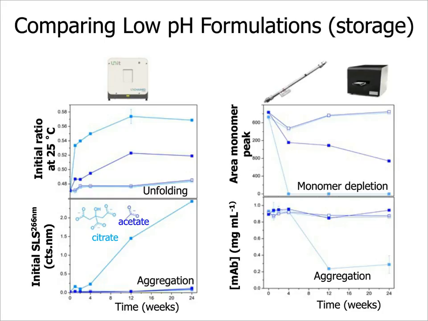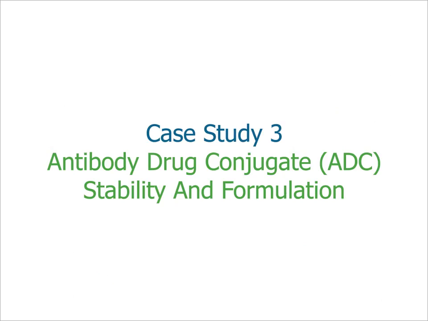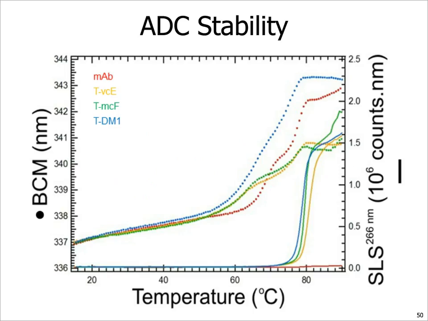Moving on to the third case study. We're going to look at antibody-drug conjugates. We're going to characterize their stability and their formulation. So antibody-drug conjugates are significantly more complicated than monoclonal antibodies. For a start, they have a very large hydrophobic drug attached, so the stability is going to be affected in different ways.